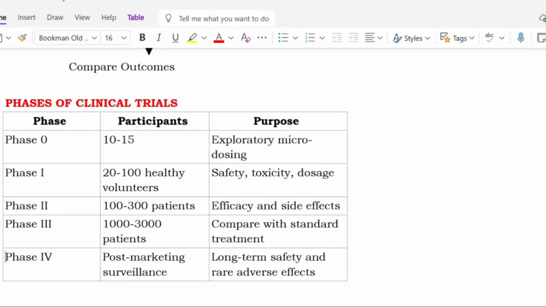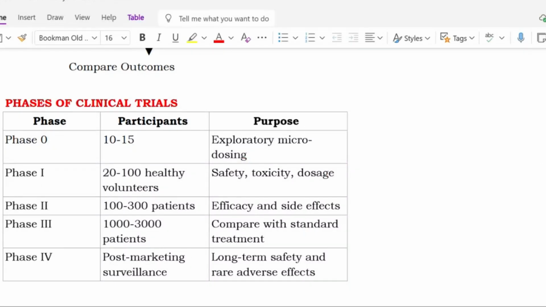Here also they are asking questions about the phases of the clinical trial. Practically there are 4 phases: phase 1, 2, 3, 4. Before phase 1, there is another preclinical phase which is actually done in the lab in animals. Then phase 0 has 10 to 15 participants, and exploratory microdosing is done. They are also asking the number of participants in the phase or the purpose of that particular phase. What exactly is the purpose of the phase? That is asked in the SBA.